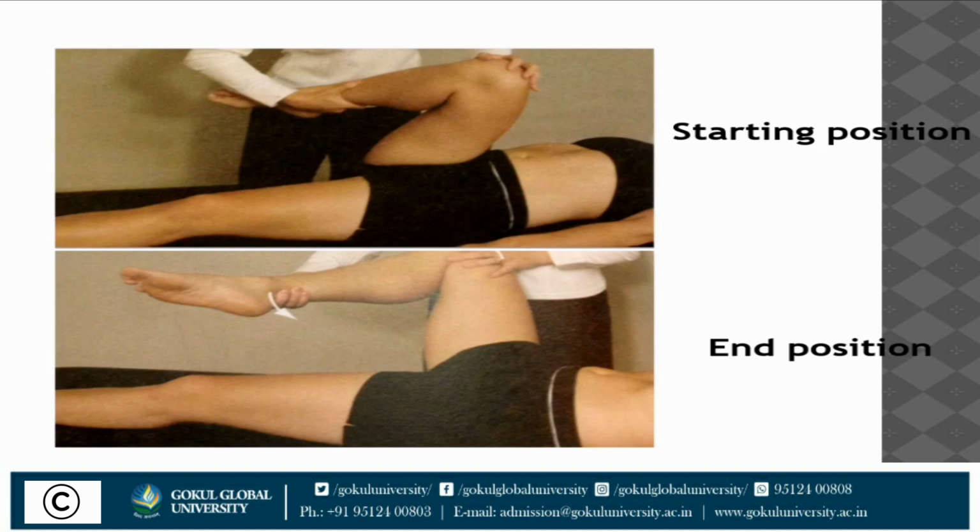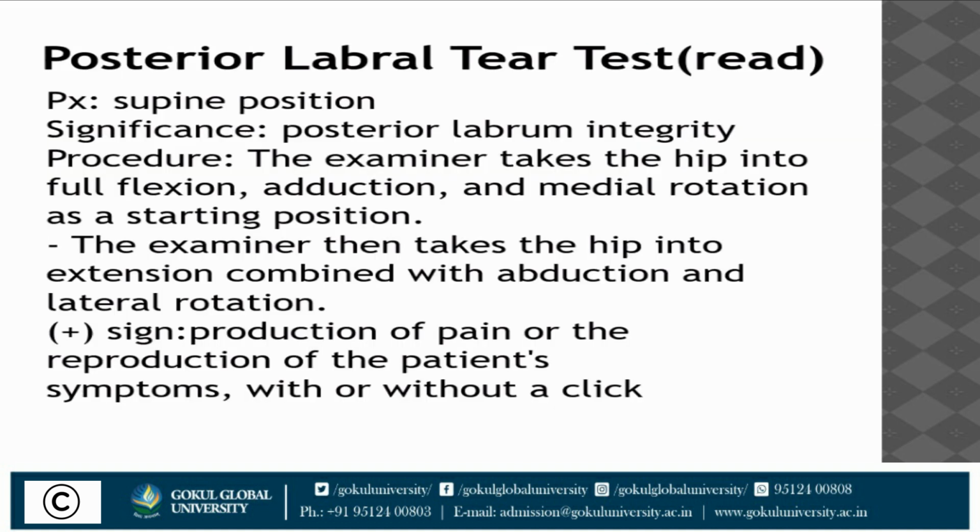The examiner takes the hip into full flexion, adduction and medial rotation as a starting position. That was end position in anterior labral tear test. Then the examiner takes the hip into extension combined with abduction and lateral rotation, as we can see the white arrow. So that is the end position, opposite of what we did in starting position. If patient has production of pain or reproduction of the patient's symptoms with or without click, that means test is positive for posterior labral tear test.